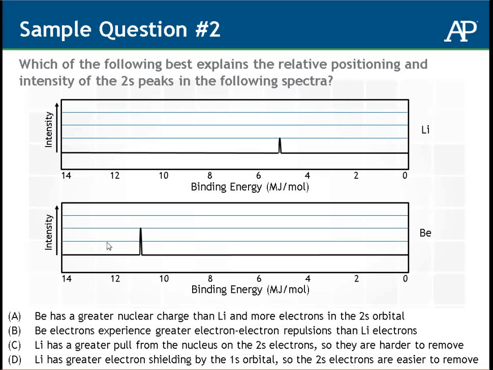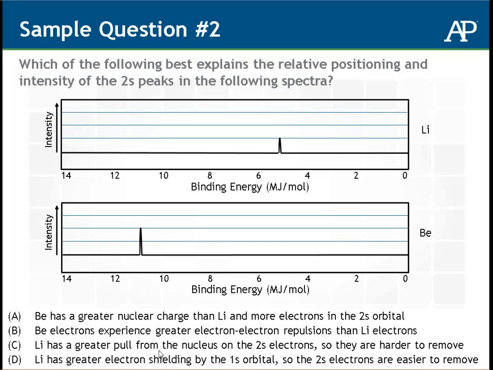Go ahead and pause and see if you can answer this. Okay, welcome back. So let's take a look at the first answer. It says beryllium has a greater nuclear charge, which is true, than lithium, and 2 more electrons in the 2s orbital. So that would make sense. A greater nuclear charge means there's going to be greater attraction to the protons in the nucleus, and the peak is twice the height, which is consistent with the fact that beryllium has 2 electrons in the 2s orbital. Let's take a look at the other choices and see if they make sense.